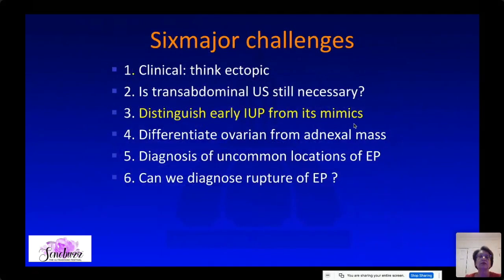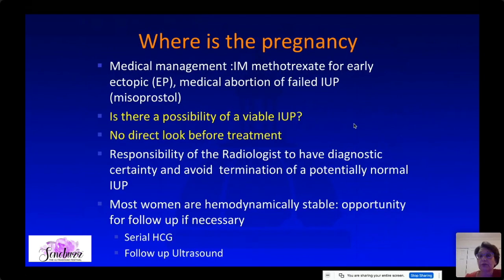Now, the other thing that's important is to distinguish early IUP from its mimic, because one of the treatments for early ectopic pregnancy is intramuscular methotrexate, okay? Or for medical abortion of failed IUP, misoprostol. So we do not want to give methotrexate to somebody who could have an early IUP, right? Many of these early ectopics will go to treatment without laparoscopy. So it's really important, in my opinion, to make sure that you know there is no viable IUP.